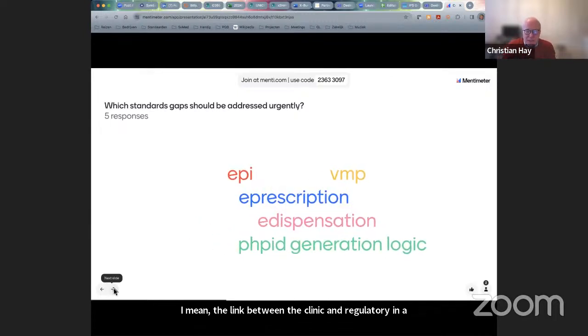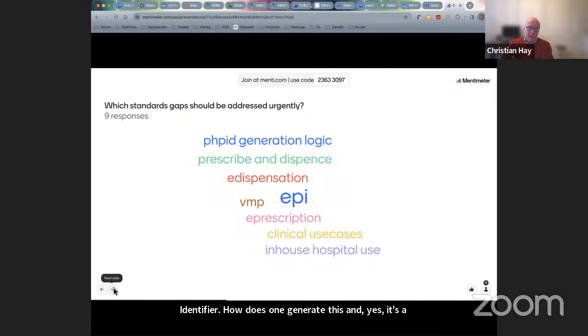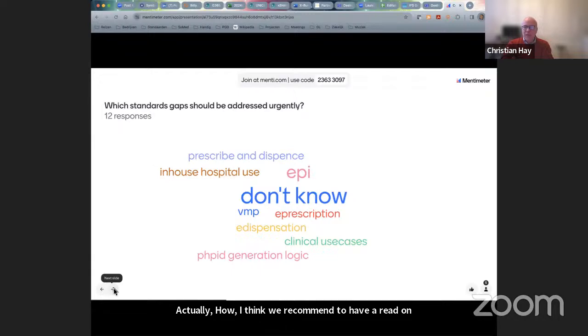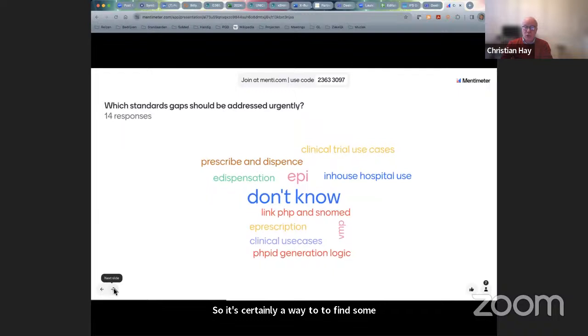The PhPID generation logic. So PhPID, I repeat for those who are less familiar, stands for Pharmaceutical Product Identifier. How does one generate this? Yes, it's a fair question. We recommend reading the IDMP in a Capsule, because that's explained there in a rather simple way. So it's certainly a way to find information about this generation logic.